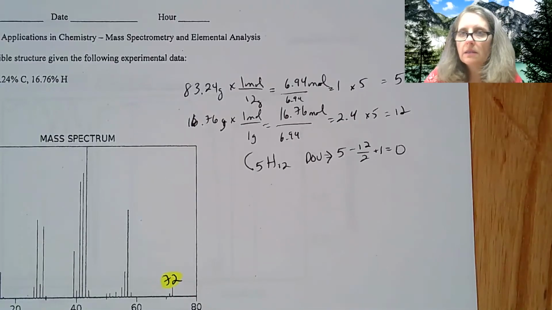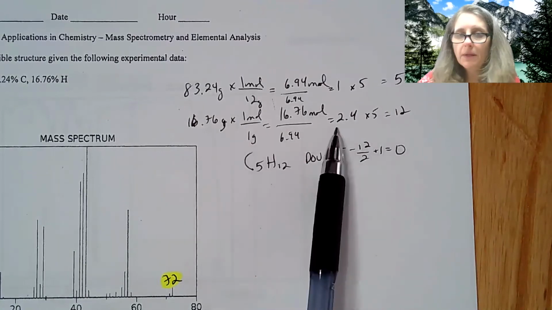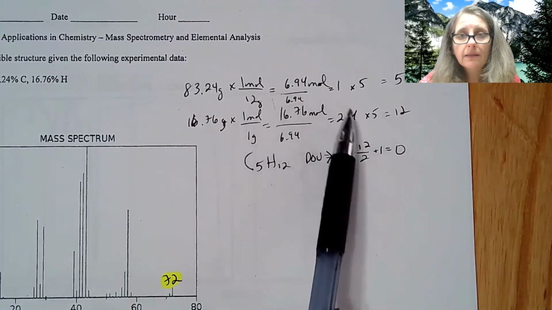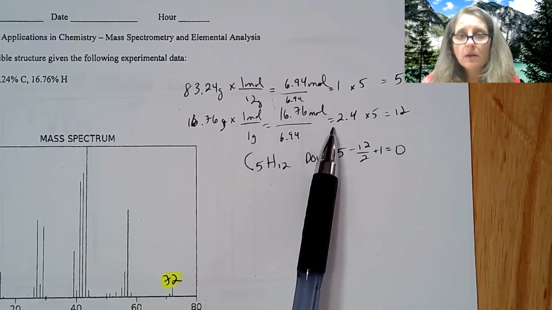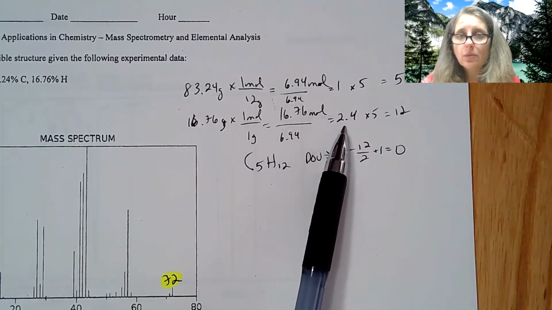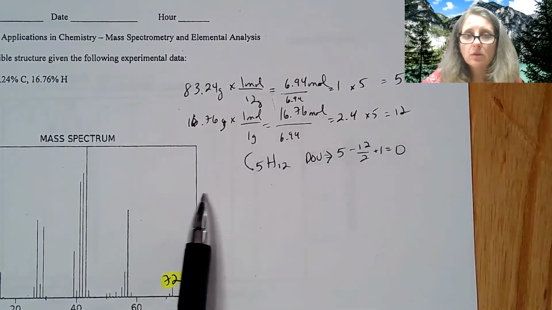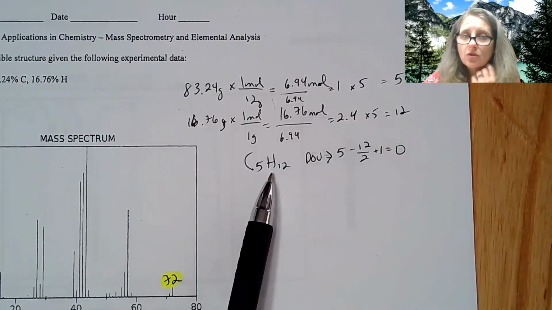So again, I did it the maybe longer way. I end up with a 5 to 12 relationship. When you do it this way, you get 1 to 1 versus 2.4. So multiplying it by 5 will get a total whole number. So you end up with C5H12.